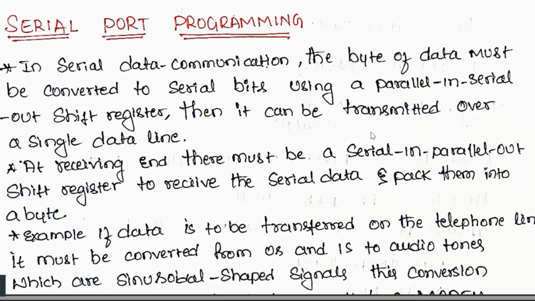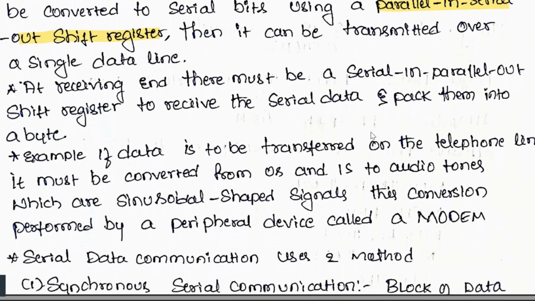So, serial port programming. In serial data communication, the byte of data must be converted into serial bits using a parallel-in serial-out shift register, and only then can it be transmitted over a single data line. At the receiving end, there must be a serial-in parallel-out register to get back the received serial data and pack it back into a byte.